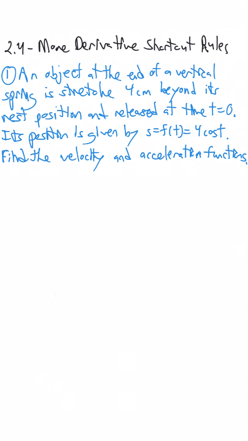First, an object at the end of a vertical spring is stretched 4 centimeters beyond its rest position and released at time t equals 0. Its position is given by s, which equals f of t, which equals 4 cosine of t. Find the velocity and acceleration functions. All right, so we write the position function. The position function, s, goes by f of t equals 4 cosine of t. How am I going to get the velocity function, v of t? Well, that's just f prime of t.